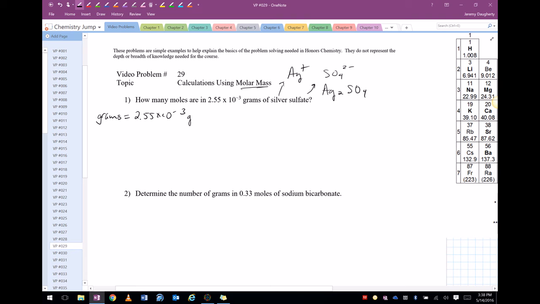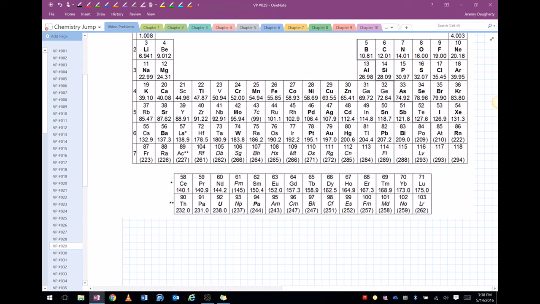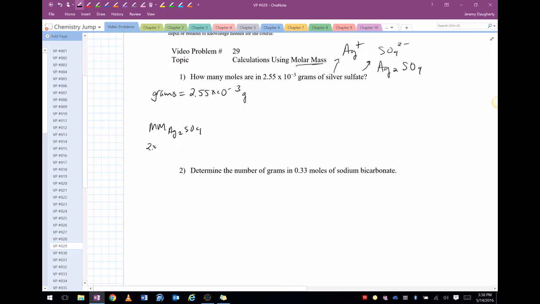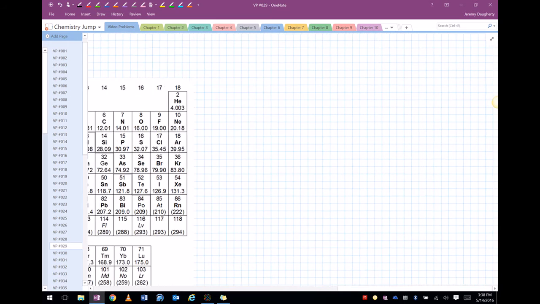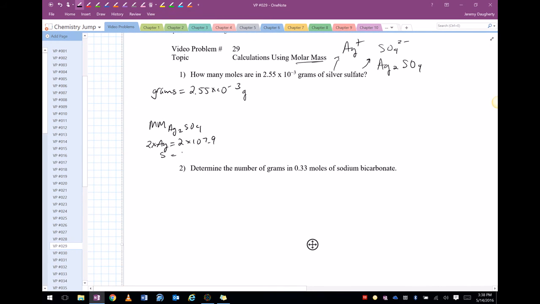So I need to get the molar mass of that, so I'm going to do that over here to the side. Molar mass of Ag2SO4. So silver, where is silver? It's right here, 107.9. So I've got 2 of those, 2 times 107.9. I've got a sulfur, here's sulfur, 32.07 actually. 32.07. And then I've got 4 oxygens. So 4 times oxygen, that's 16 times 4.